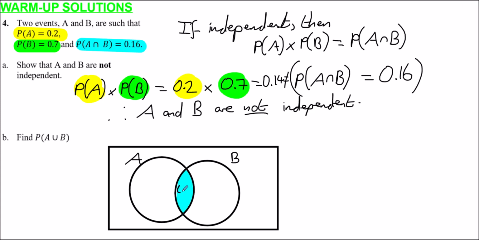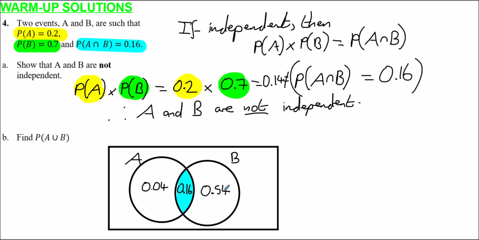Next, we can use the fact that the probability of A was 0.2. So if this bit's 0.16, then this other bit, just being in A, must be the other 0.04, because 0.04 plus 0.16 gives 0.2. In exactly the same way, the probability of B is 0.7. If this is 0.16, then over here must be 0.7 minus 0.16. In other words, this will be the extra 0.54.